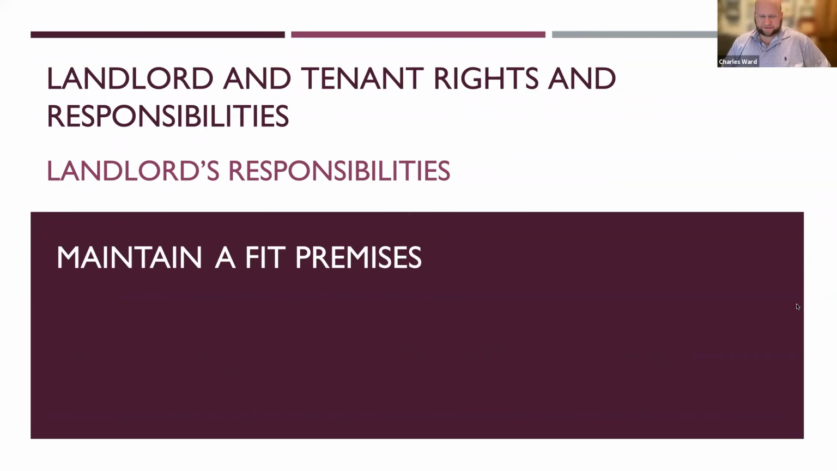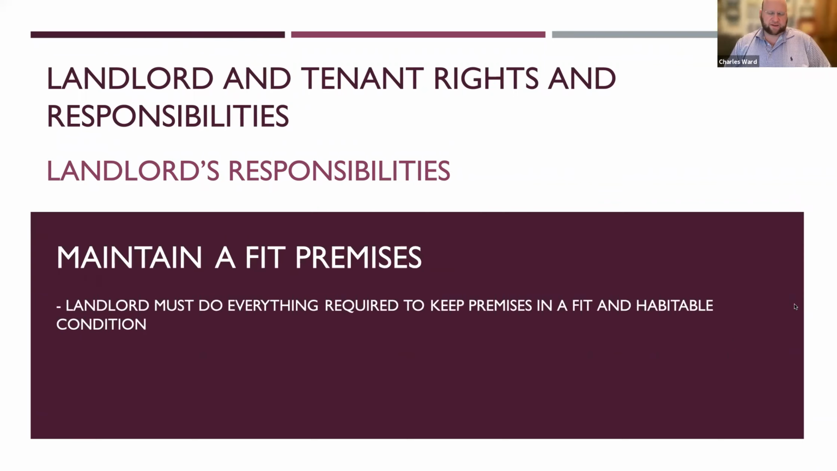Landlord has a primary duty to maintain a fit premises. Landlord must do everything under the law that's required to keep the premises in a fit and habitable condition. Well, the obvious question then is, what does that entail? So the landlord is obligated to make repairs. Now we'll get into some exceptions to these in just a little bit, but as a general rule, these are the landlord's obligations: to make repairs to the property, keep the common areas clean.